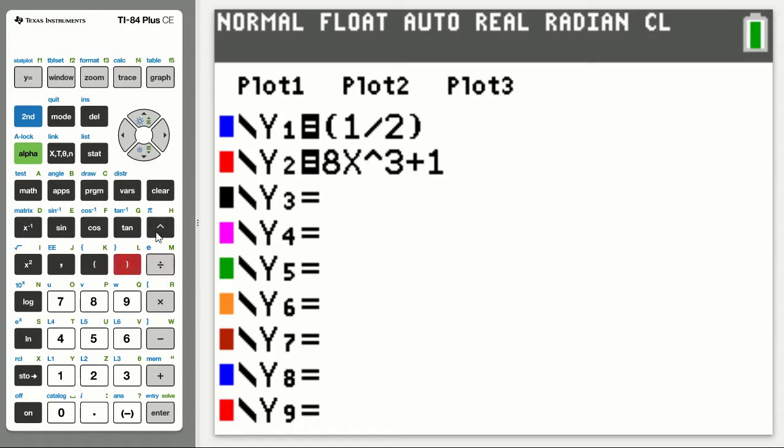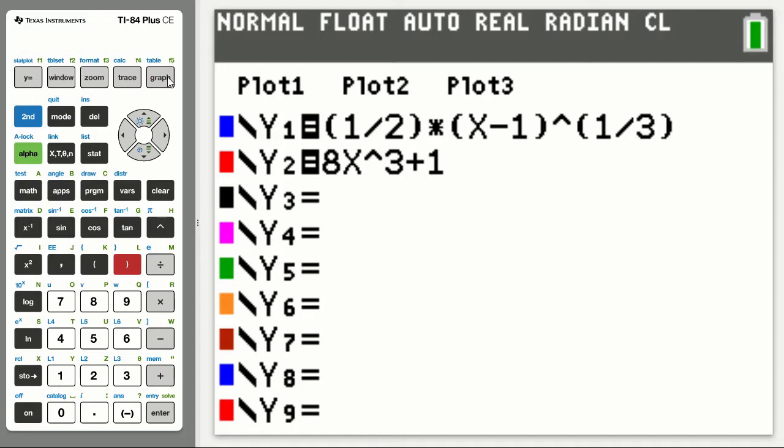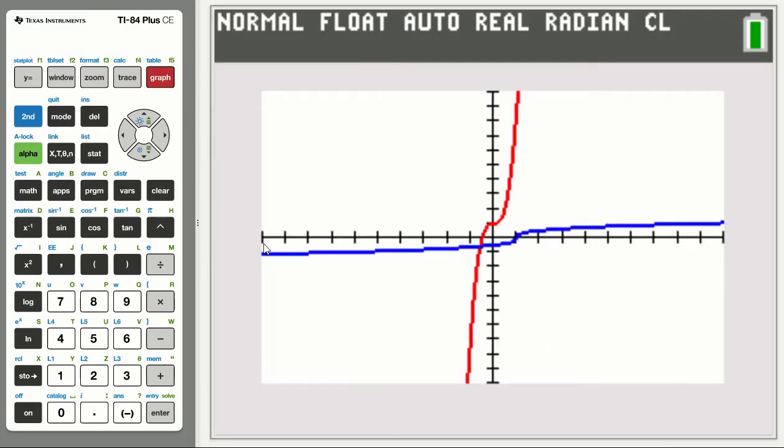But to type cube roots, I'm going to do the following trick. Times, and now open parentheses, x minus 1, because it's the cube root of x minus 1. So I'm going to put x minus 1 inside of a 1/3 power. That's how I'm working with cube roots. So 1/2 times x minus 1 to the 1/3 power, or another way of saying this is the cube root of x minus 1. Now I'm going to hit the graph button, and the TI calculator will show the graph in blue. This is the graph for the inverse function, f inverse.